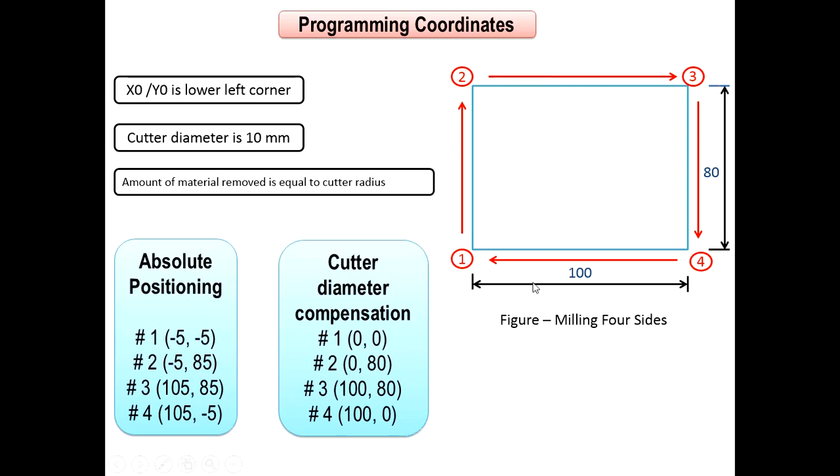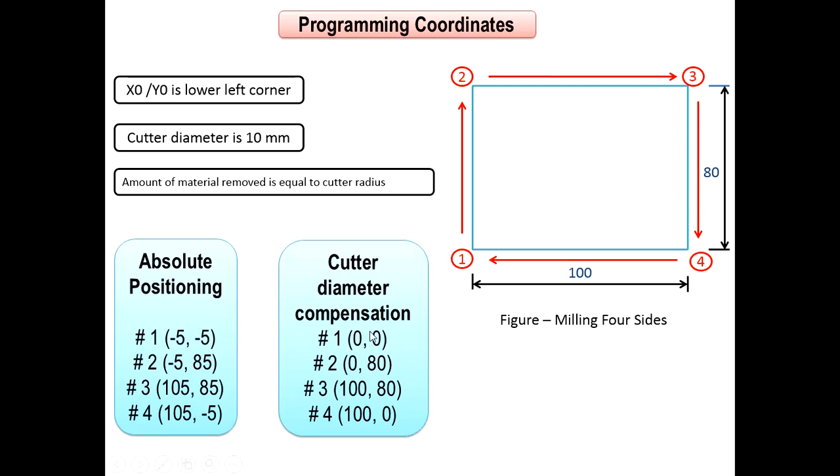Now, in the concept of cutter diameter compensation, if you use cutter diameter compensation in the program, we can directly specify the coordinates on the workpiece. Whatever the coordinates on the workpiece are, you can directly specify them, and the radius of the cutter will be automatically compensated because of this cutter diameter compensation.